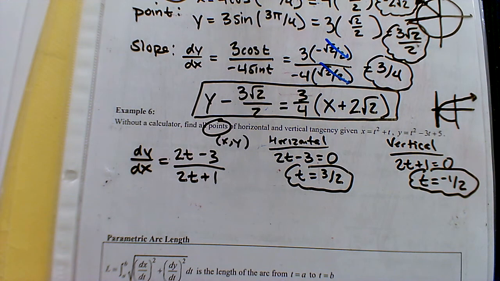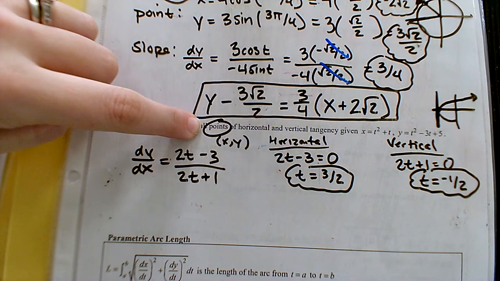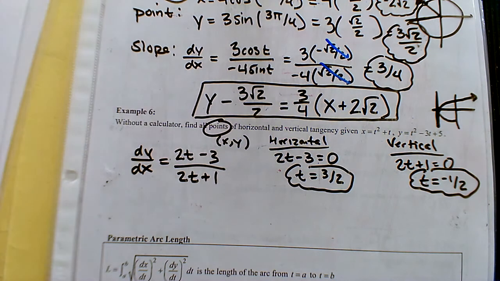Okay, so that's all well and good. We can figure out the time where we have a horizontal or vertical tangent line, but they wanted the point, the actual spot on the parametric curve. So how do you think we could figure that out?